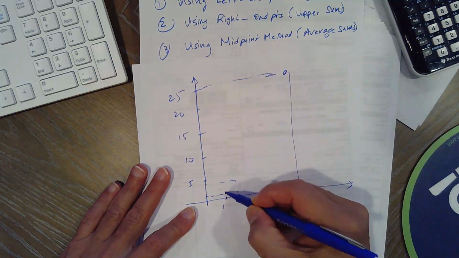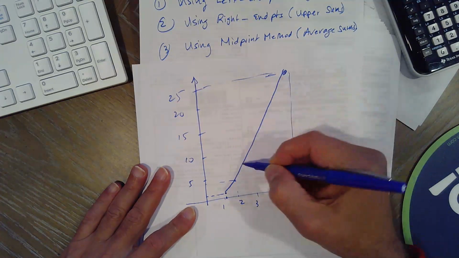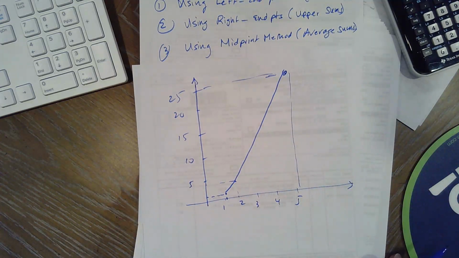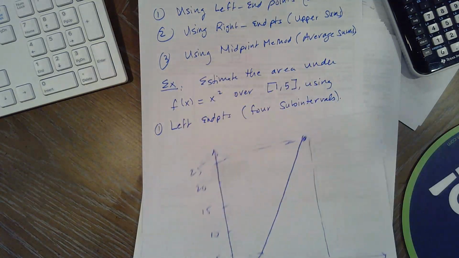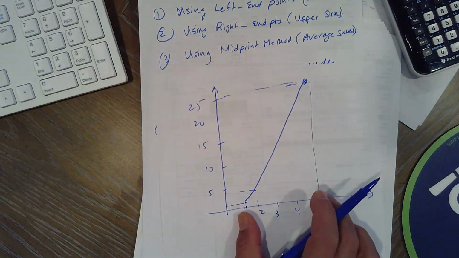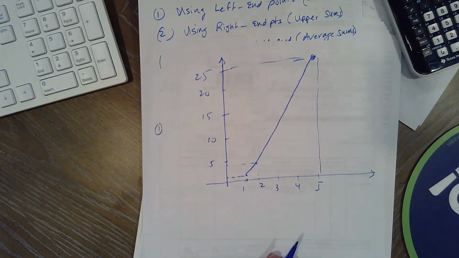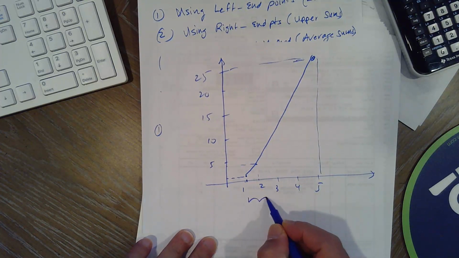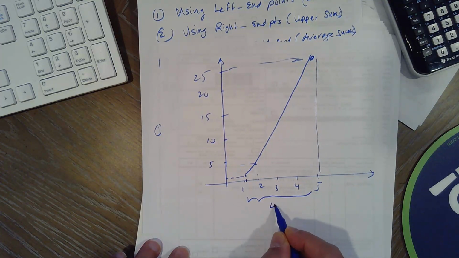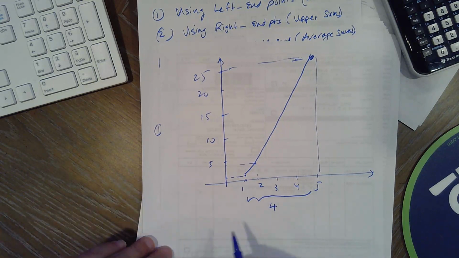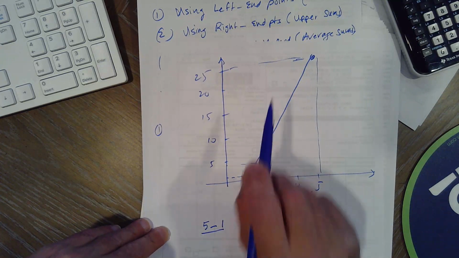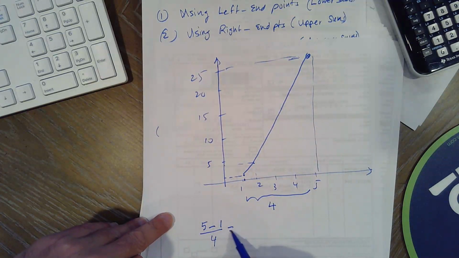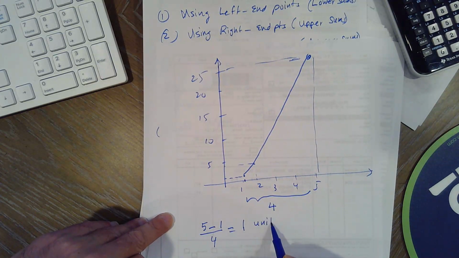So basically, we want to find the area under this curve, but we want to estimate using rectangles, okay? And to do that, we're going to divide the interval from 1 to 5 into 4 subintervals. From 1 to 5 there are 4 units, so divided equally. We take 5 minus 1, that's how we get the 4, divided over 4 subintervals. Each subinterval is 1 unit, okay?